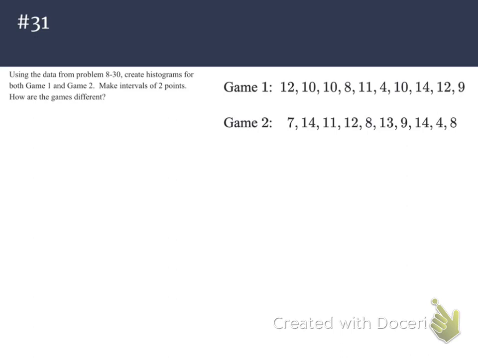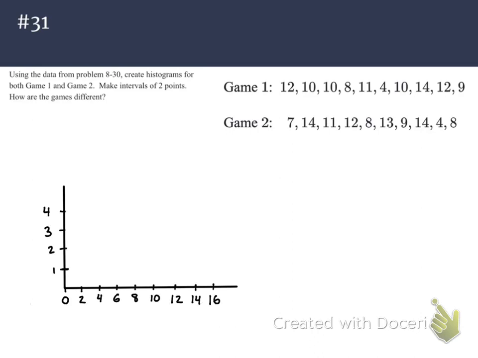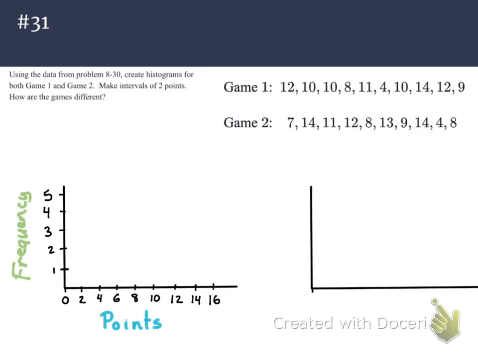So I'm going to set up a histogram. Remember, it's going to kind of look something like this. On the bottom is going to be the points, and then it says in intervals of 2. So I'll go 0, 2, 4, 6, 8, etc. And then going up the vertical column would be the frequency. That's how many of each type we have. So while yours may not look exactly like this, it's probably going to look something like this. Points along the bottom, frequency along the side. And we need one for game 1, and we need one for game 2.